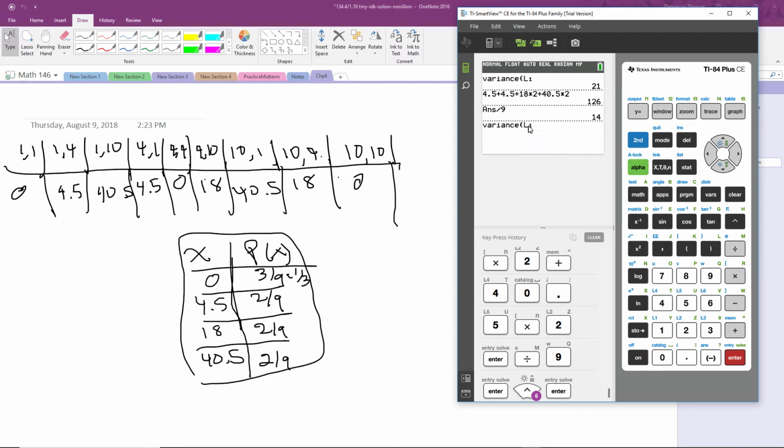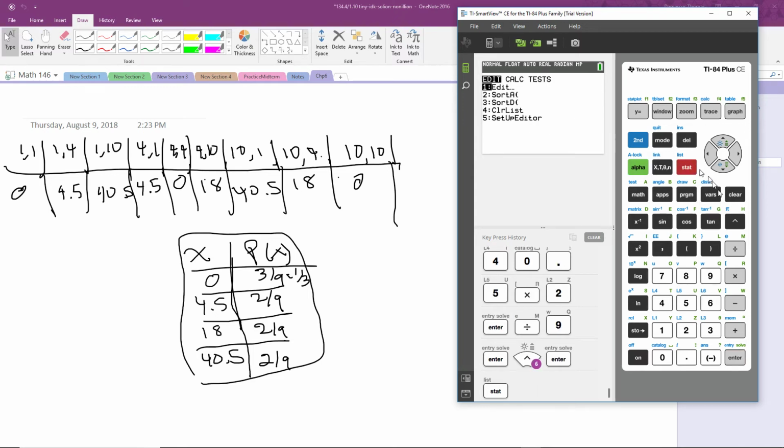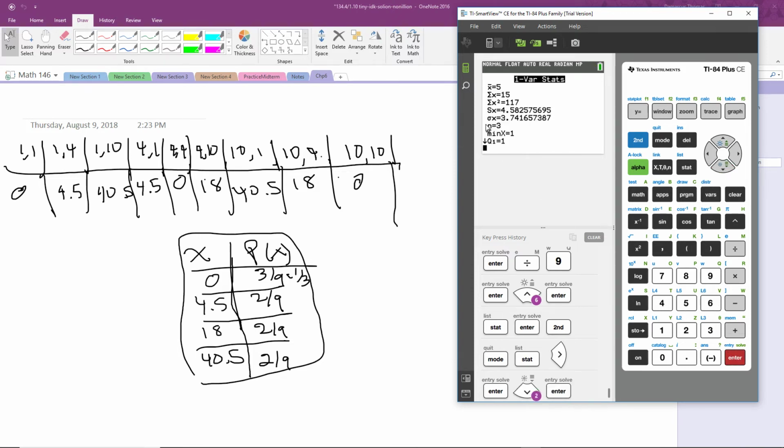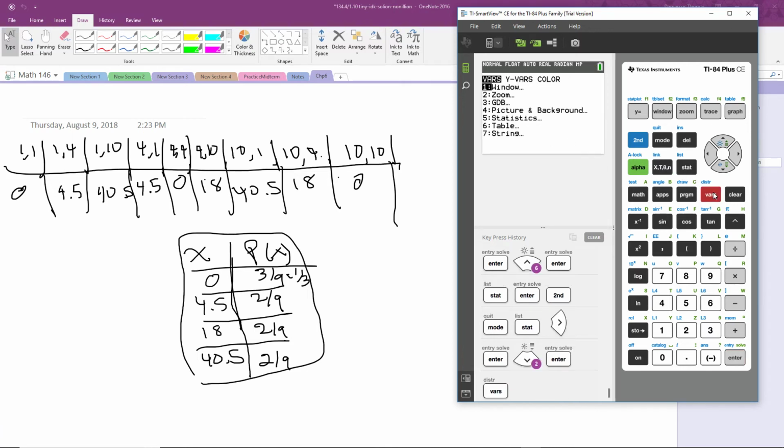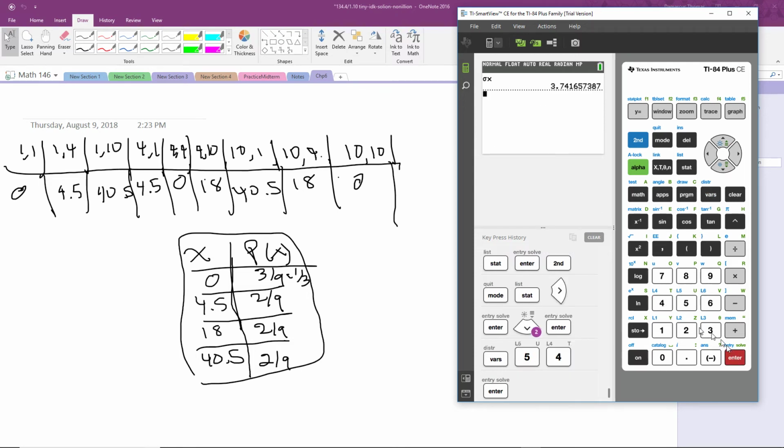This is the variance of a sample, but in L1 it's not the sample. L1 is the entire population. So we'll do one-var stats. You see what we got for little sigma? That's our deviation. The square of this will be our variance. So I'll go into vars, go into stat, and use 4. That's the standard deviation now. All I have to do is square it.